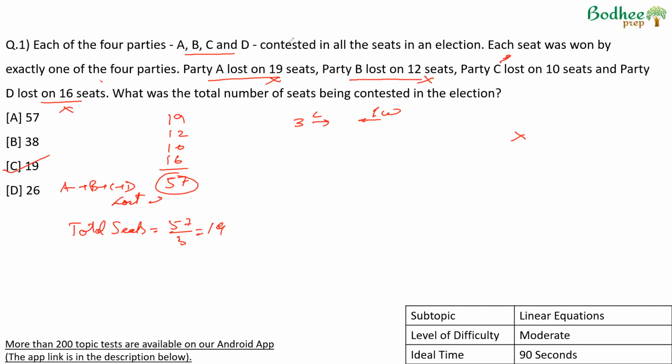If there are 19 seats, that means A won 0 and lost 19, B won 7 and lost 12, C won 9 and lost 10, and D won 3 and lost 16. As you can see, 7 plus 3, 9 plus 10, 19 becomes the seats which are won. 57 becomes lost because each seat is lost by 3 parties.